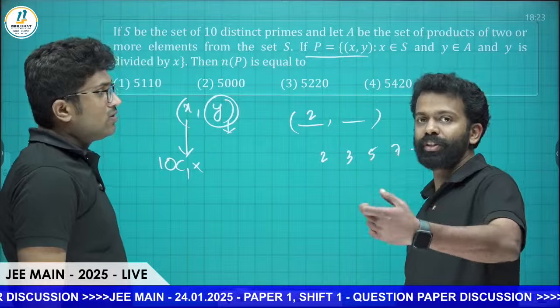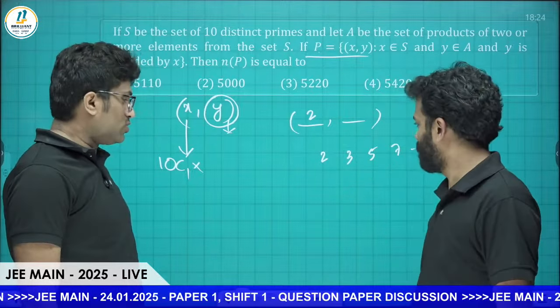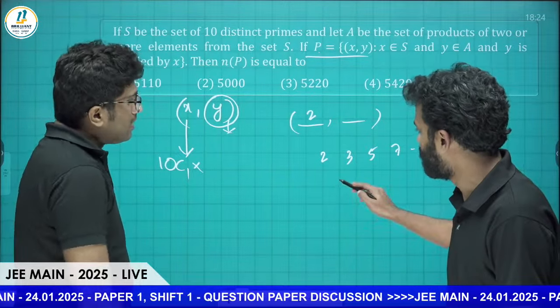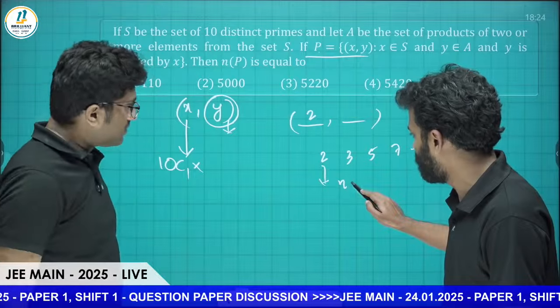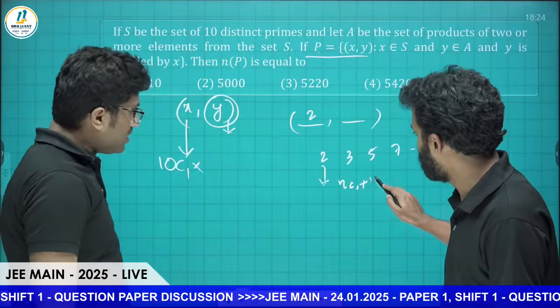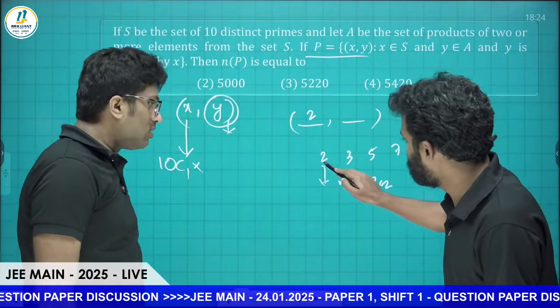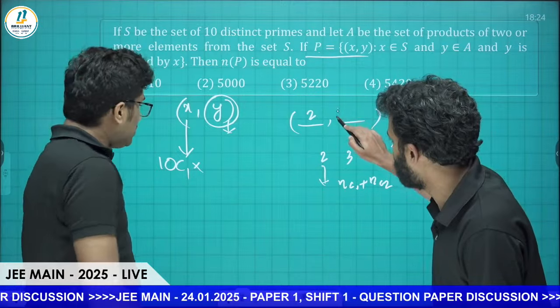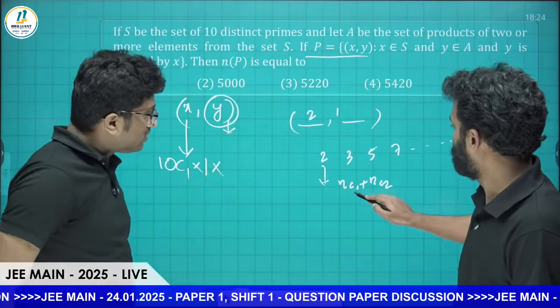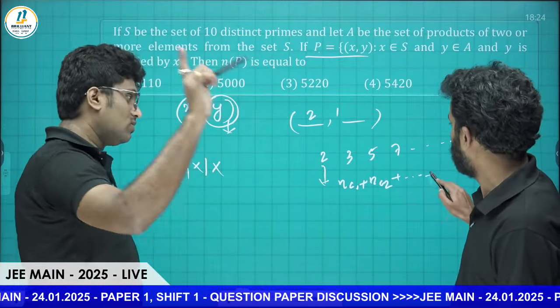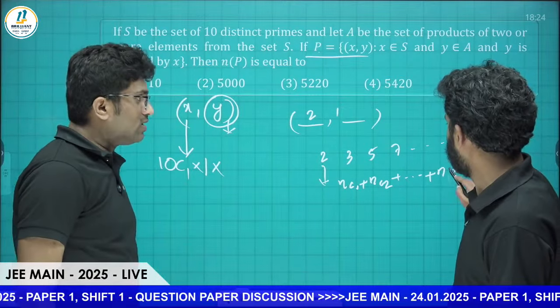See, the principle of inclusion and exclusion. Therefore, we can either select or deselect. Select 1, plus NC2. This we already selected, so it's already here in one way. NC1 plus NC2, etc. up to how many numbers? Up to NC9.